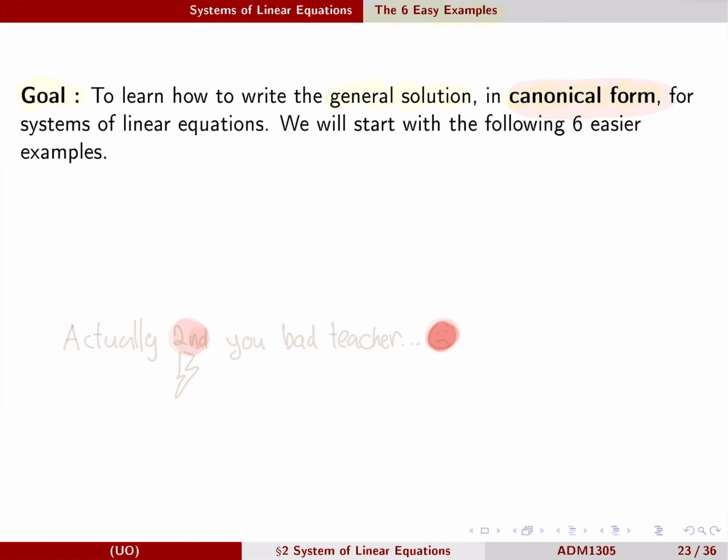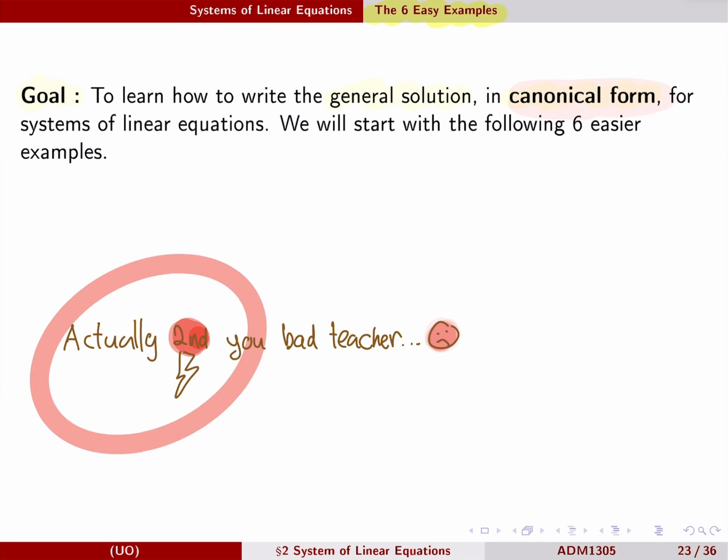Welcome to the third section about system of linear equations. One of my favorite sections because in that section you don't really need anything to solve these systems that we're going to present. I call this section the 6 easy examples, or I should maybe say the easier examples, if this is still not easy for you.